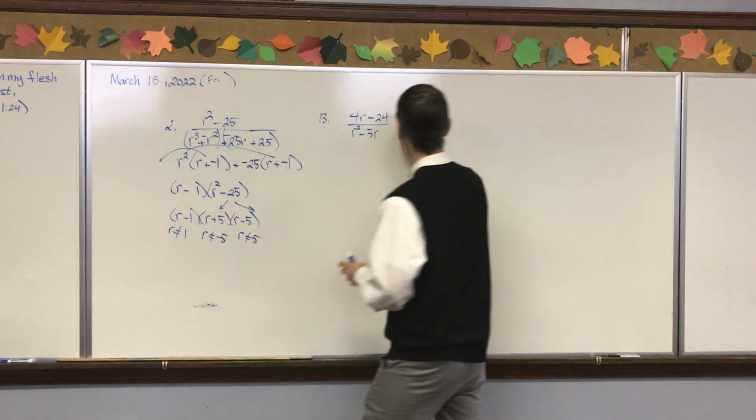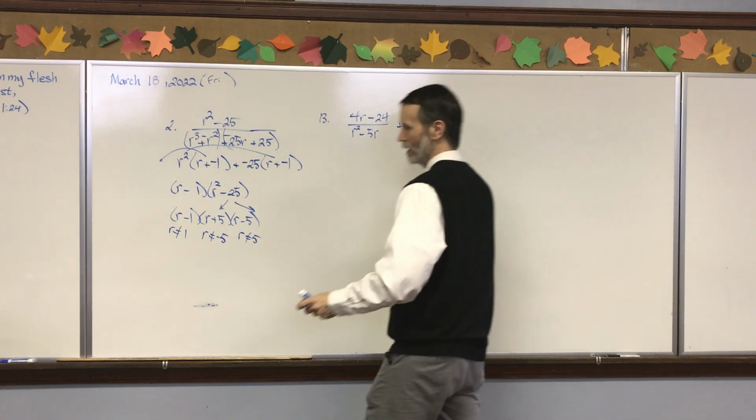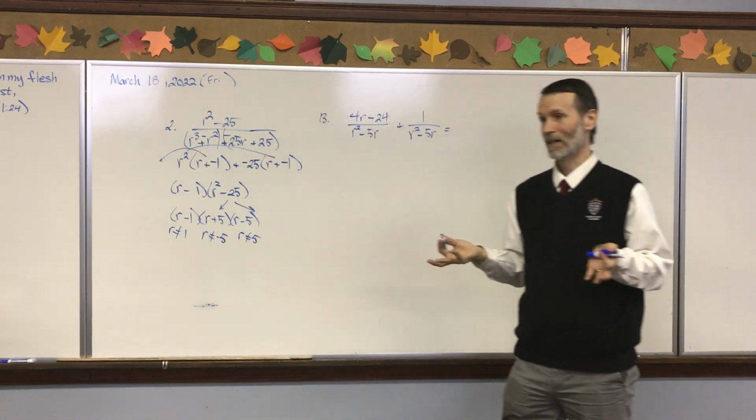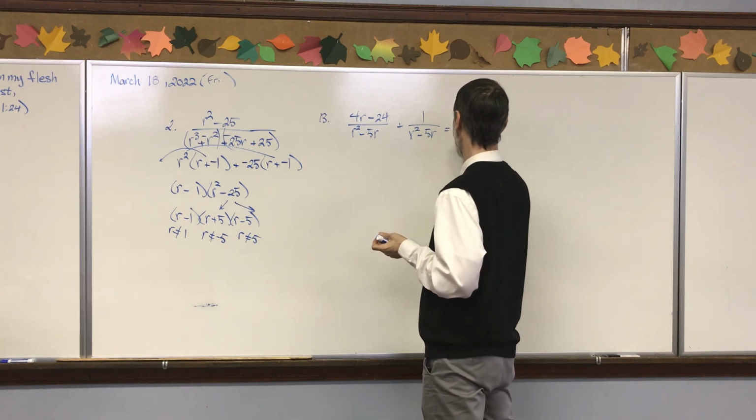Plus 1 over that equals 1 over R minus 5. I'm not kidding. Try me if you think I'm kidding.